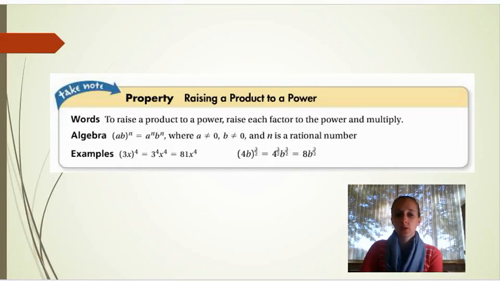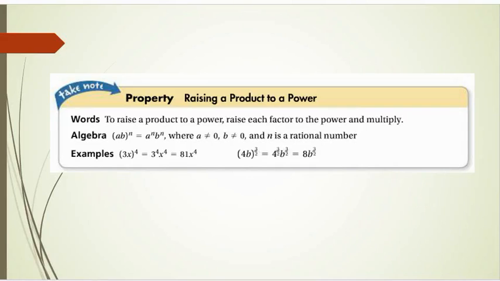Alright, so before we had talked about raising a power to a power, and in this video we're going to talk about raising a product to a power. So to raise a product to a power, we raise each factor to the power and multiply. So if I have (a times b) to the nth power, that really means I have a to the n times b to the n.